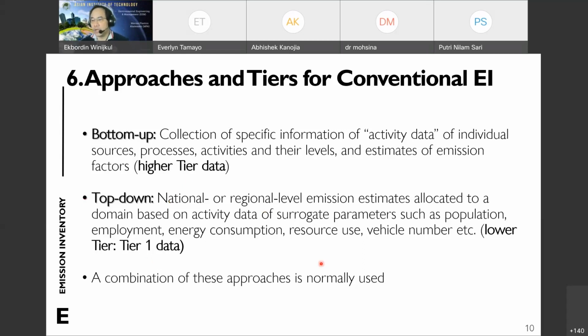Usually, if you develop the emission inventory for a city or a country, or for your study area, a combination of both bottom-up and top-down approaches is going to be used. For some of the sources that you know more information about, you're going to use bottom-up. For some sources that you don't have information on, or that are maybe not as important in your study area, you may start with the top-down approach to reduce the cost of the emission inventory development.